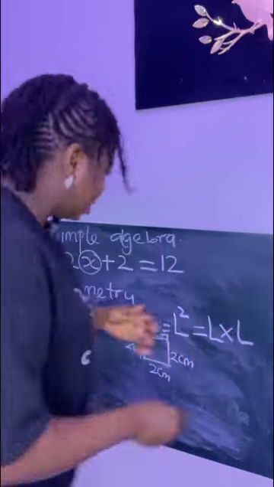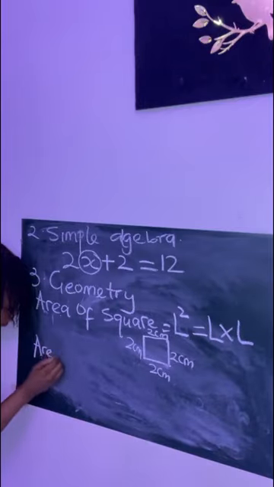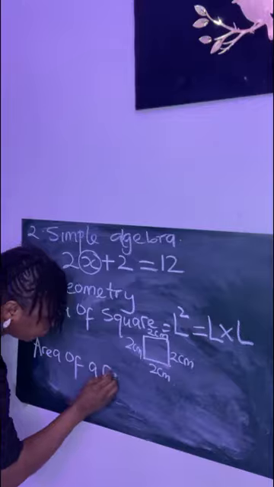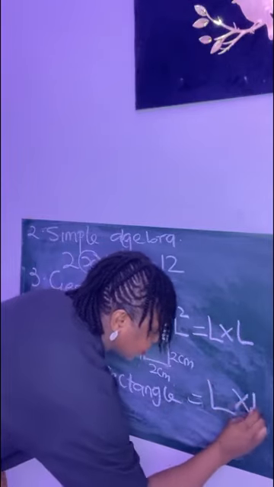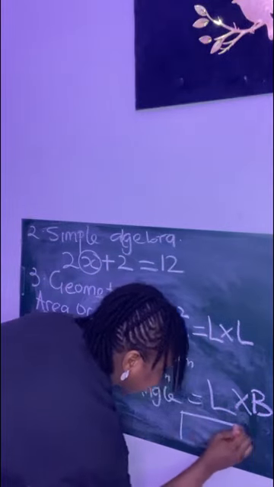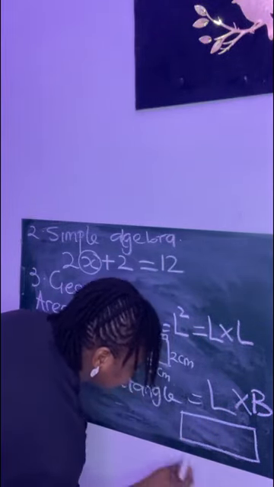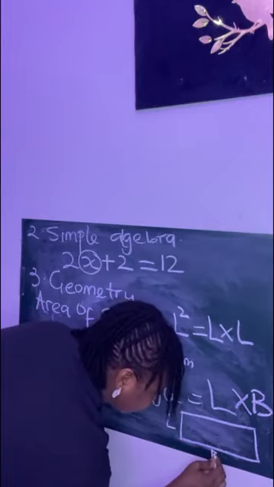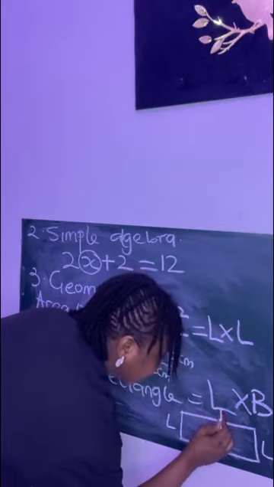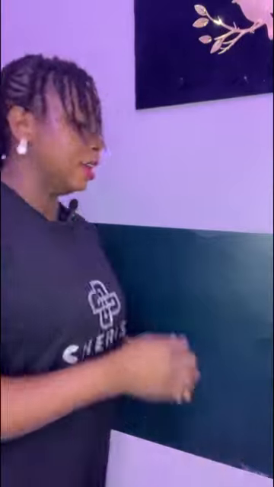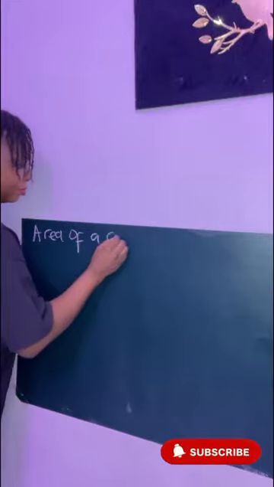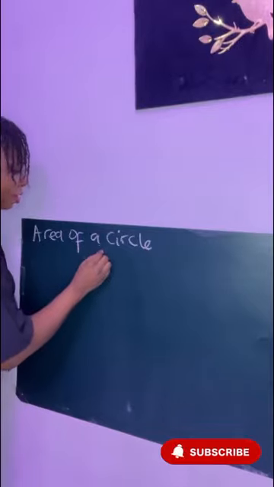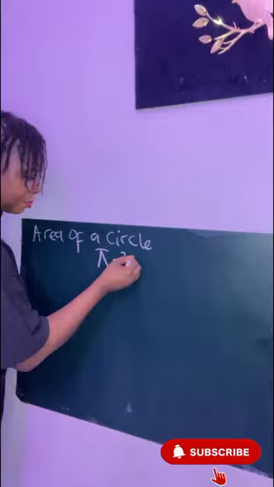But in a rectangle, the length is different from the breadth. So if we have to calculate the area of a rectangle, that will be length times breadth. And this is how a rectangle looks. This is your length and this is your breadth. Then we have area of a circle to be pi r squared.